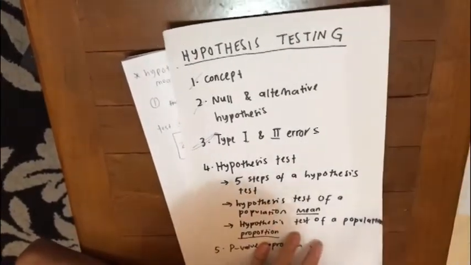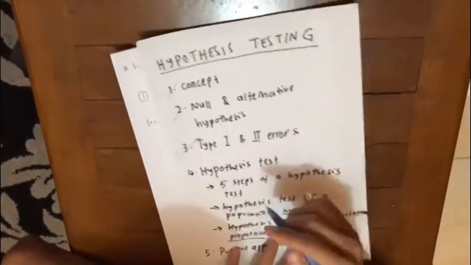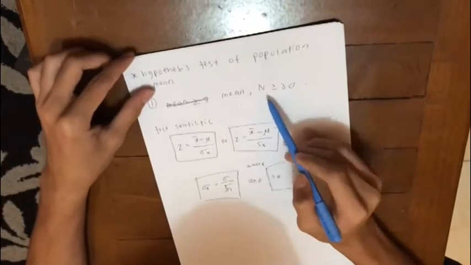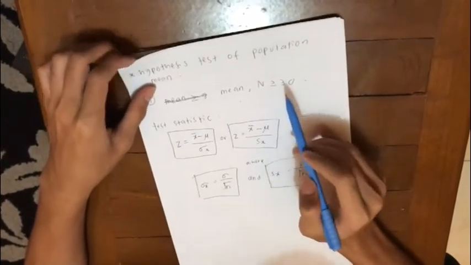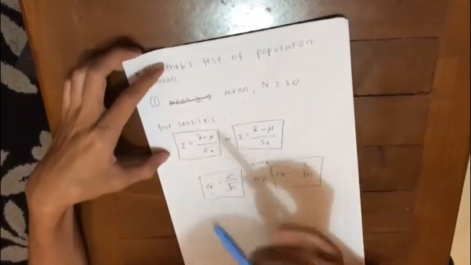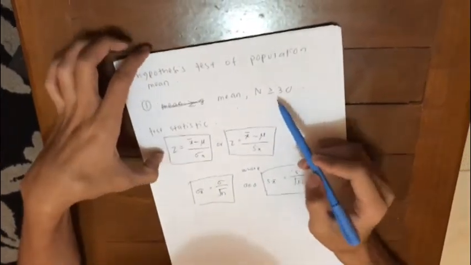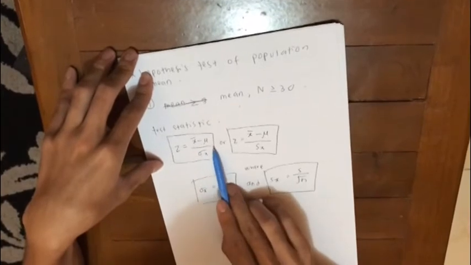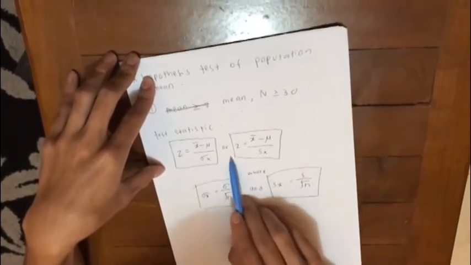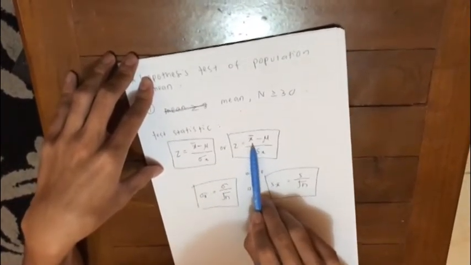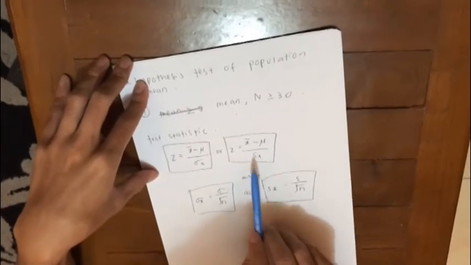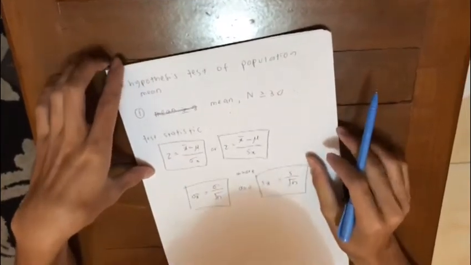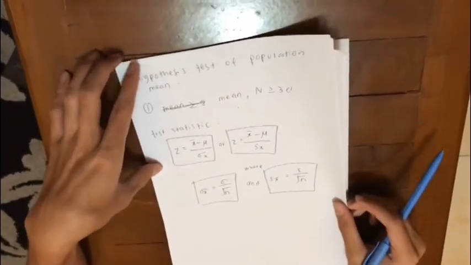We move to the next topic, the hypothesis test of a population mean. There are 2 hypothesis tests of a population mean. The first one is where n is greater than or equal to 30. The formula for the test statistic for the mean when n is greater than or equal to 30 is Z equals the sample mean minus mu, over the standard deviation divided by root n. So this is the equation for the first mean where n is greater than or equal to 30.